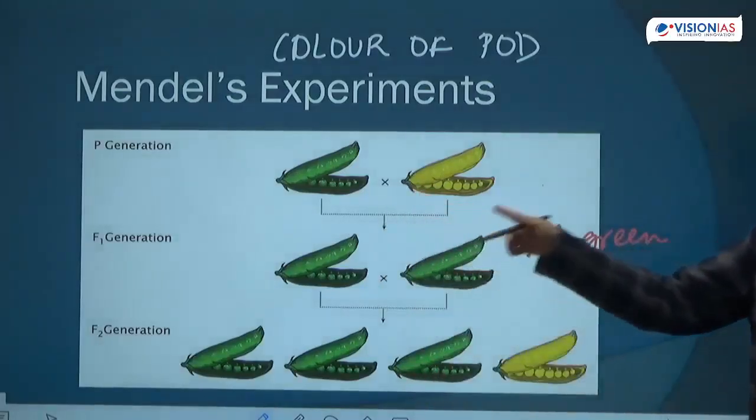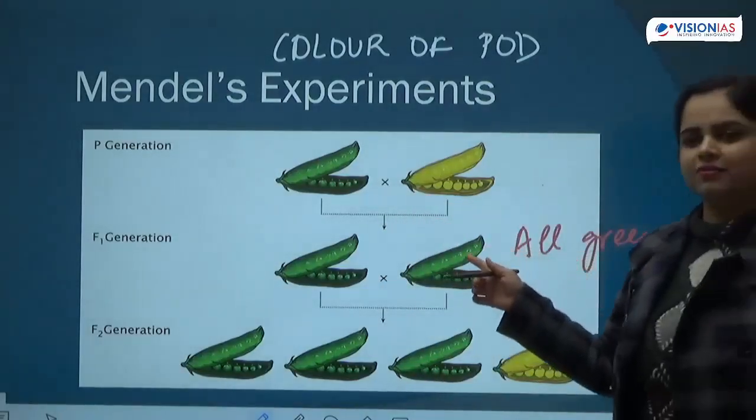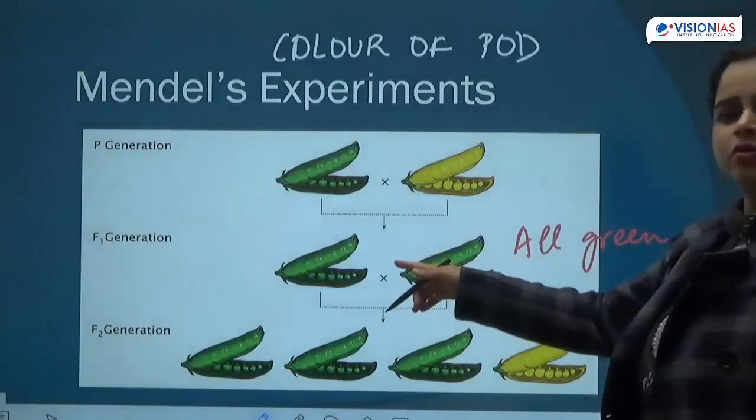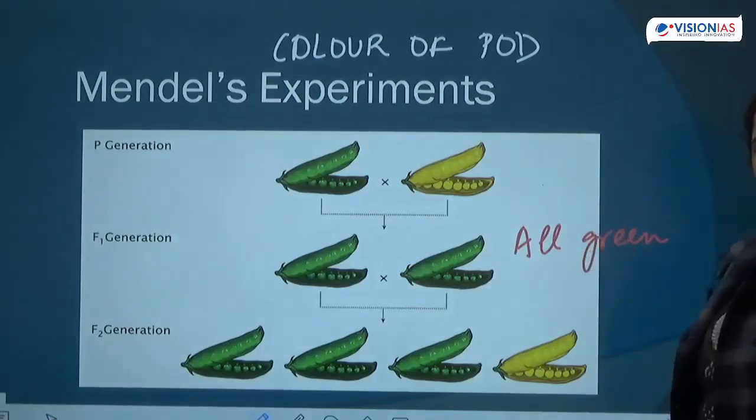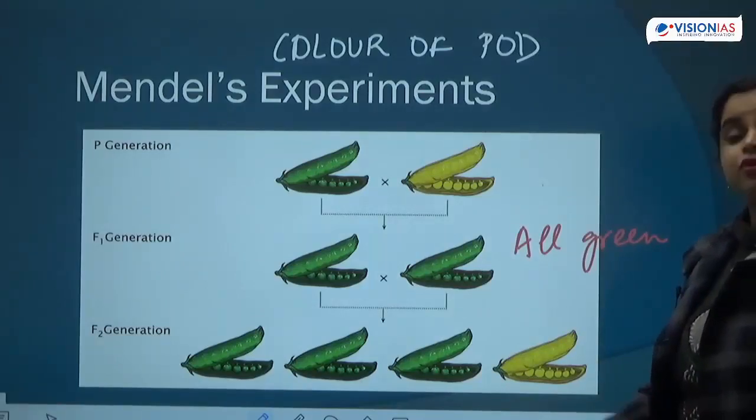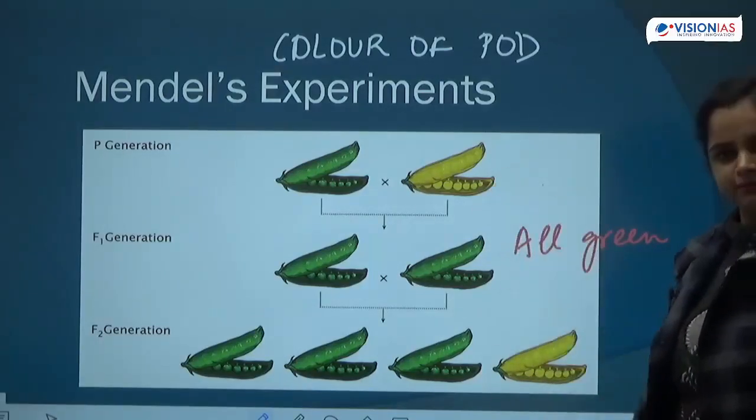He brought one green plant, he brought another plant which was yellow, and he found out that all their children, all the plants which came from them, are all green. Mendel was surprised. Ki yellow kahan gaya?